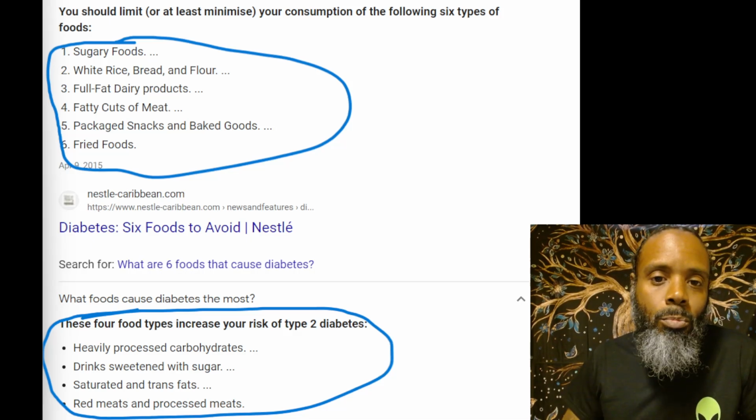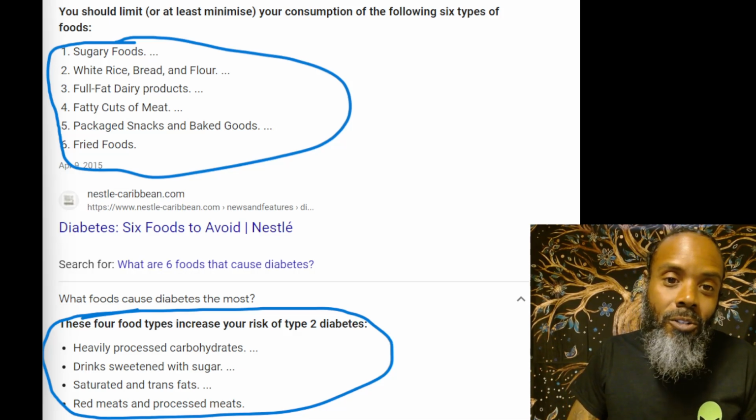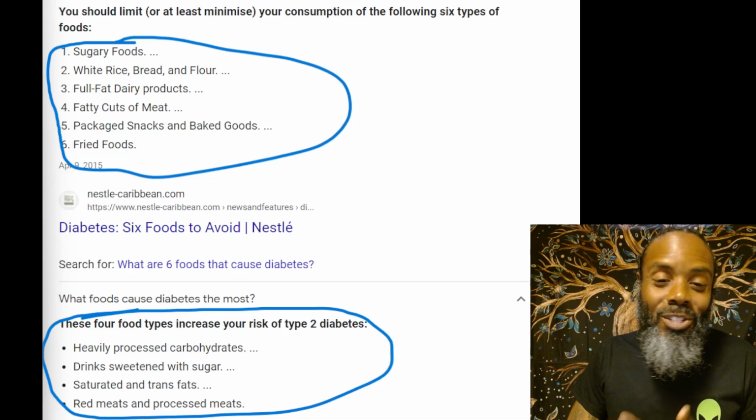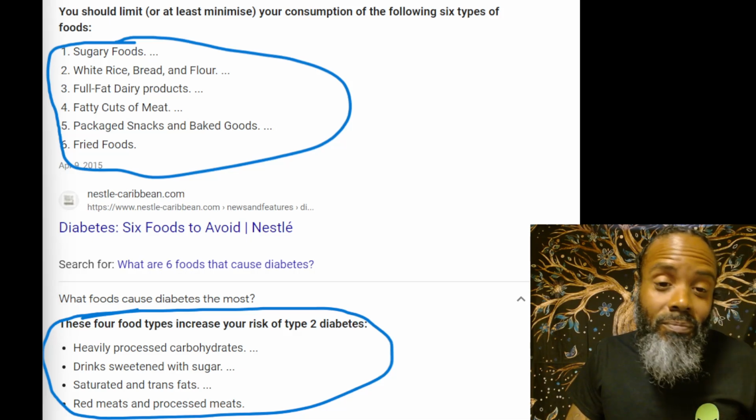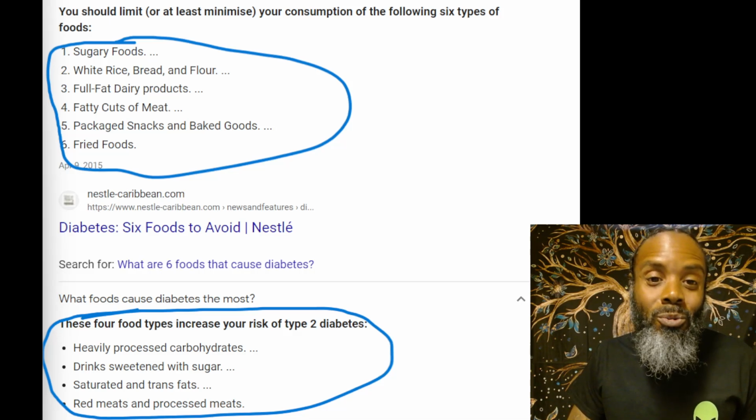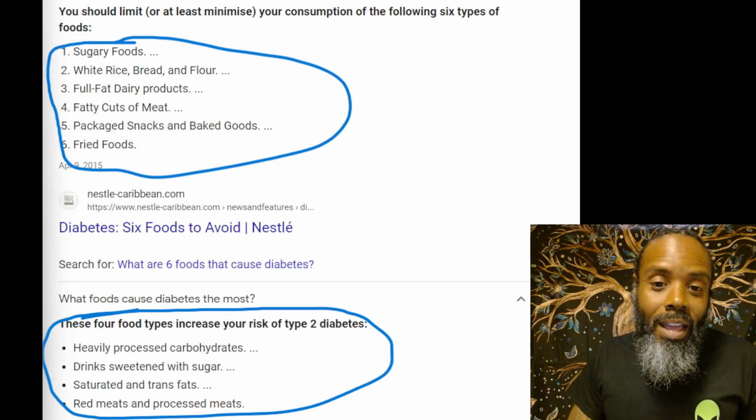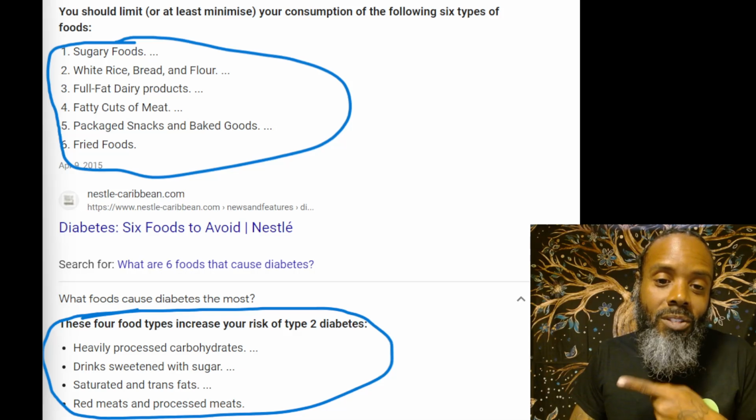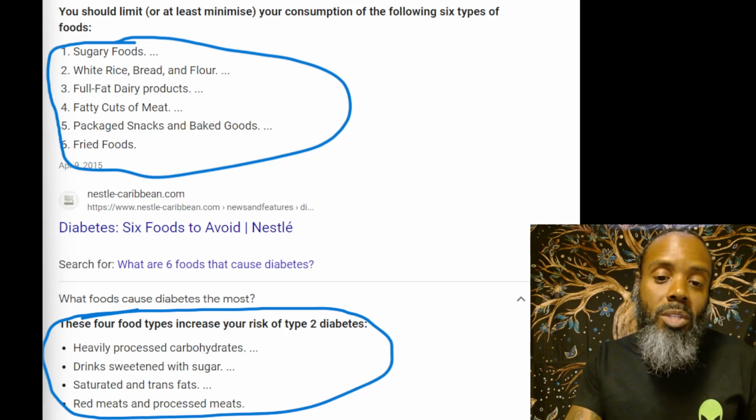But sugary foods, foods to eliminate to reduce your chances of diabetes. Sugary foods, white rice, bread, and flour. Full fat dairy products. Again, that's sugar. Even in bread, there's sugar. There's sugar in dairy products. Fatty cuts of meat. Packaged snacks and baked goods, more sugar. Fried foods. And if you skip down to the bottom, these four food types increase your risk of type 2 diabetes: heavily processed carbohydrates, drinks sweetened with sugar, saturated and trans fats, and red meats and processed meats.